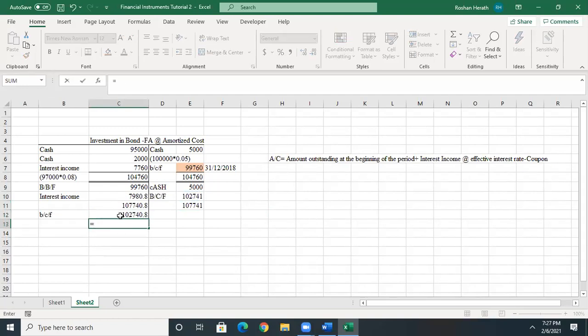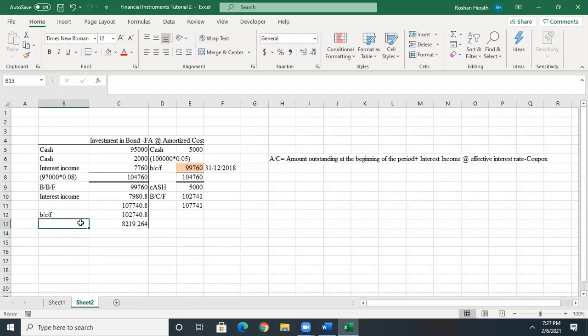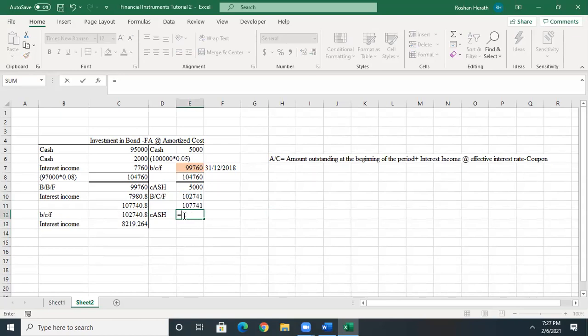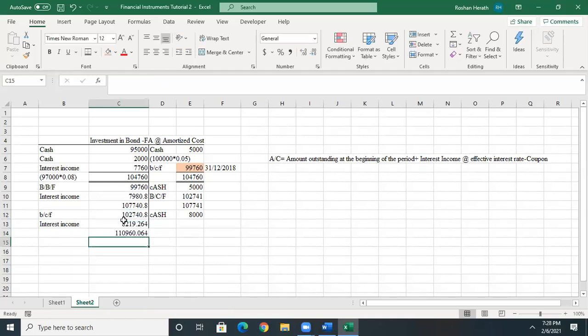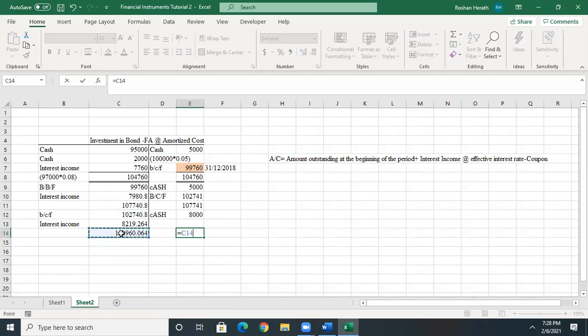So in the final year, you take the amount outstanding, apply 8%. This is going to be the interest income, and you receive the coupon cash, 100,000 into 5%. So now it comes to the redemption. You are going to receive the redemption value, the principal amount outstanding. So here, if you work that out, you can see.